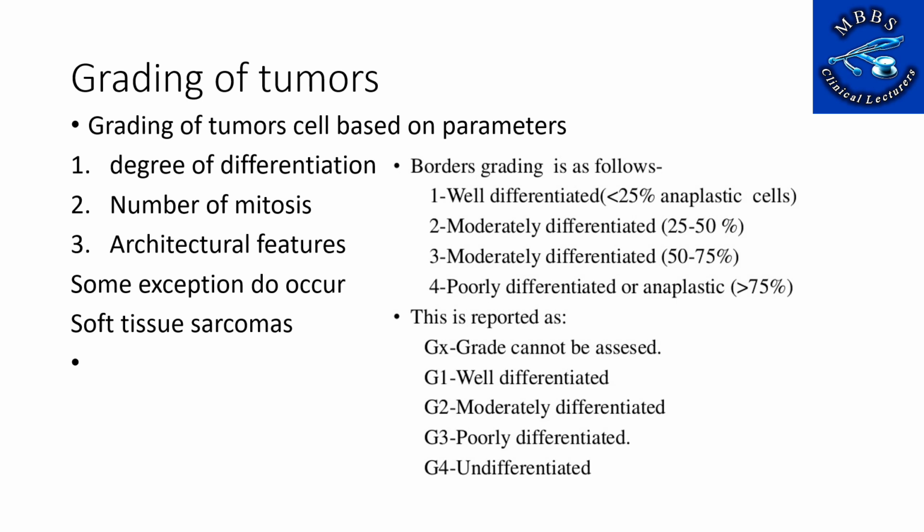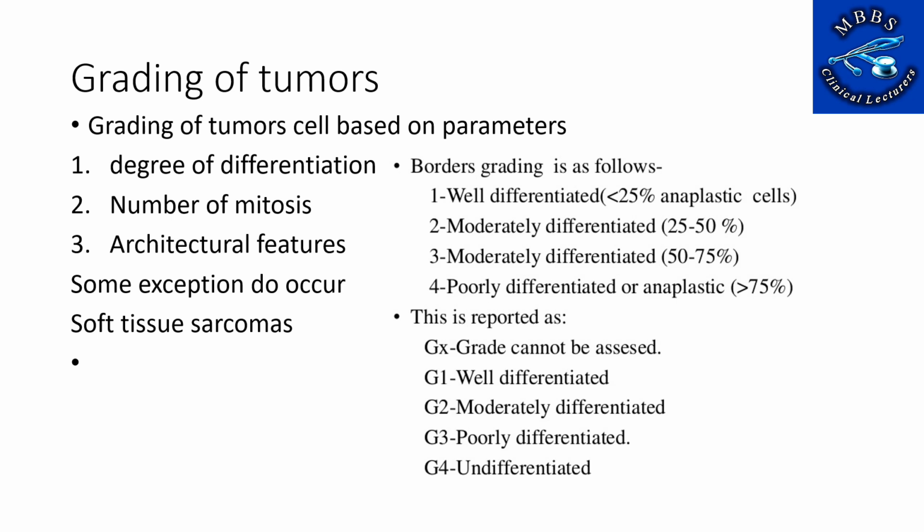The histopathological report will show it as GX, as the grade cannot be assessed. This is usually in small biopsies or crush biopsies in which the histopathologist is unable to assign a grade. And the other category, G1, is known as well differentiated. G2 is moderately differentiated, G3 is poorly differentiated, and G4 is undifferentiated. Okay, these are the parameters which are applicable in most of the epithelial tumors.